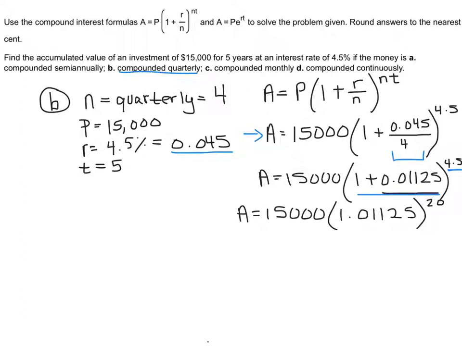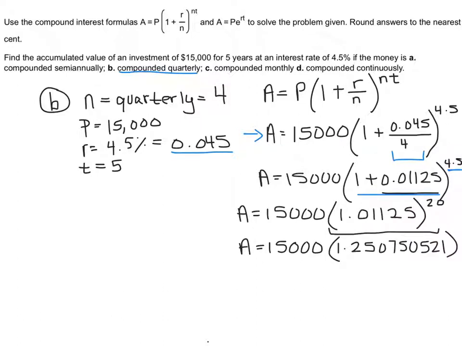So now I have A equals 15,000 times 1.01125 to the 20th power. Now we'll take our calculator and we'll raise 1.01125 to the 20th power. Next, we'll multiply the decimal that we just got, which is 1.250750521, by 15,000.